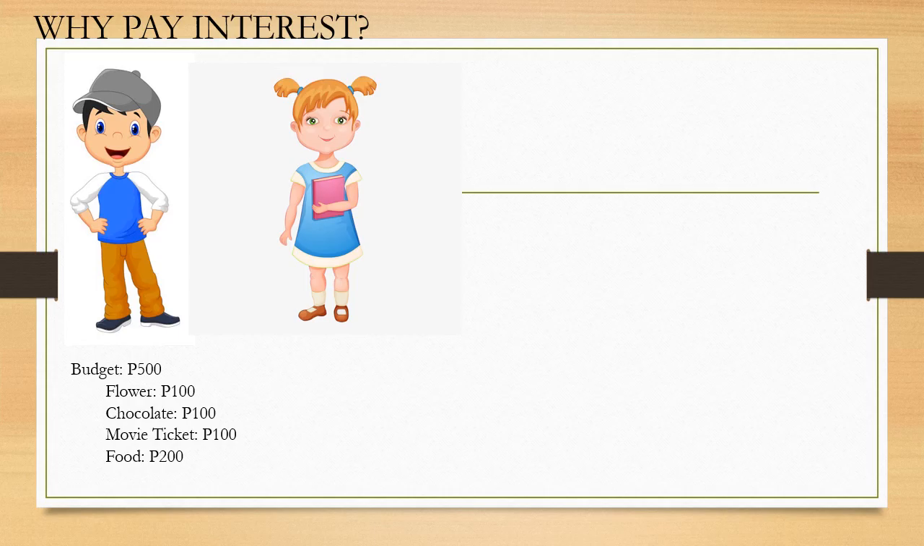So yung 100 doon, pambili niya ng flour. Yung another 100 for the chocolate. So, planado na. May movie tickets pa siyang bibilhin for 100 pesos. At, siyempre, yung pagkain nila habang nanonood, o ba nasa date, 200 pesos. So, kompleto na. Naka-ready na siya makapag-date sa kanyang sinisinta.